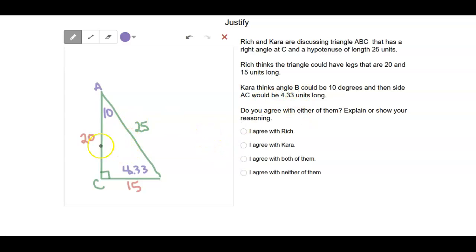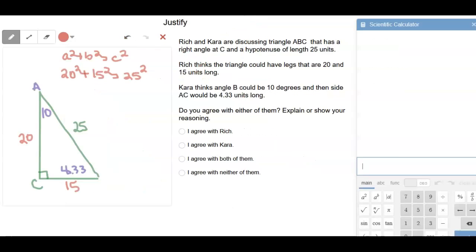Well, Rich is going to be the easiest one to show whether or not he's correct because we can use the Pythagorean theorem for him. So if we want to determine whether or not Rich is correct, we can do a squared plus b squared is equal to c squared. So we're just going to use the converse of the Pythagorean theorem. So 20 squared plus 15 squared is equal to 25 squared.